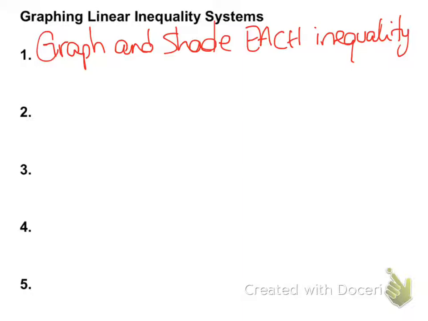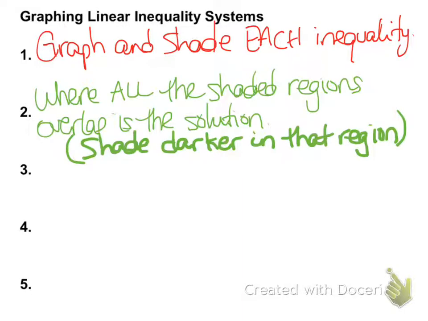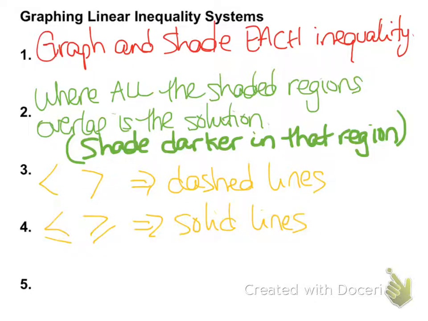And you need to be shading neatly because where all the shaded regions overlap is the solution. And so then you need to make sure that you're shading darker in that region so it's clear to anybody that's looking at the system and looking at your graphs what exactly is that solution set. Remember that if it's a strictly less than or strictly greater than, it's going to be graphed with dashed lines. If it's less than or equal to or greater than or equal to, you're going to graph it with solid lines.